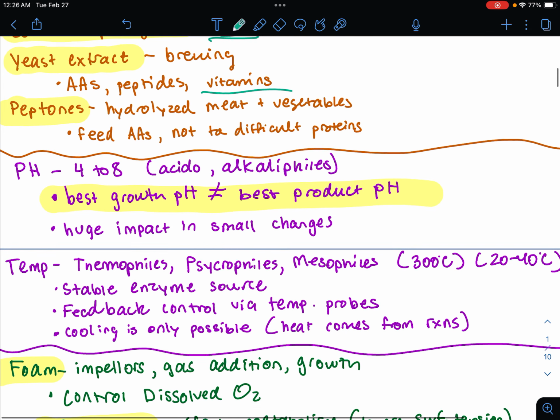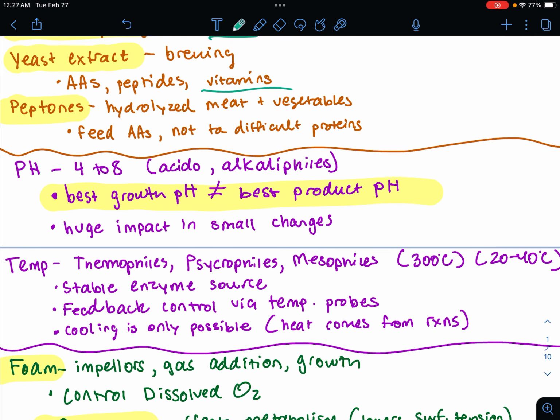Also want to look at the pH and the temperature of the solution. pH-wise, you want a pH of 4 to 8 for most bacteria. Acidophiles are going to be a lower pH, and alkaliphiles are going to be a higher pH, because they like basic conditions versus the acidophiles, which like acidic conditions. The best pH for growth doesn't necessarily mean the best pH for product formation. Small changes in the pH could have huge impacts, so you need a controlled pH.